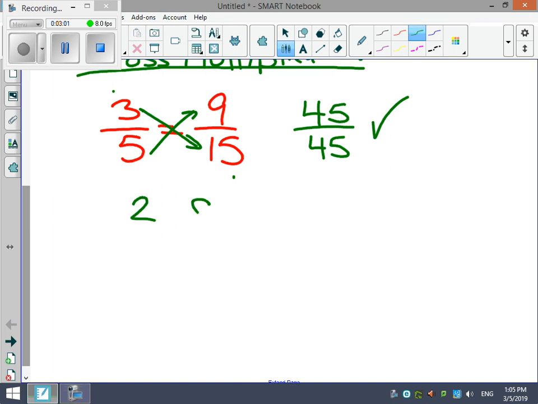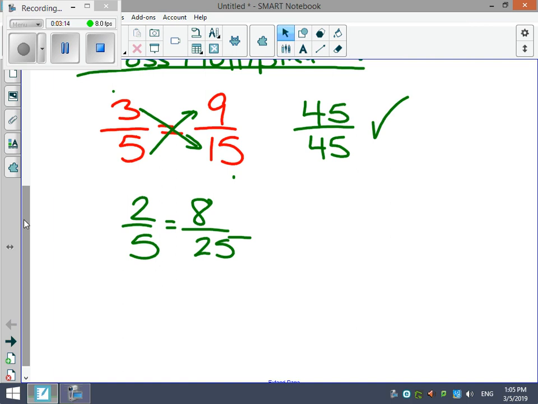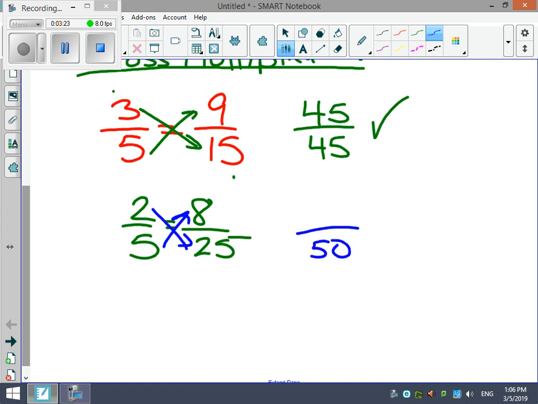If I took 2/5 and made this 8/25. Now, if it said this and you want to check to see if it's proportional, you would multiply across, cross multiplication. 2 times 25 is 50. And the other way, 5 times 8 is 40. This fraction, or this ratio, because that's what we're really looking at, is not equal to 1. It is not 1 over 1, so this is not a proportional ratio.